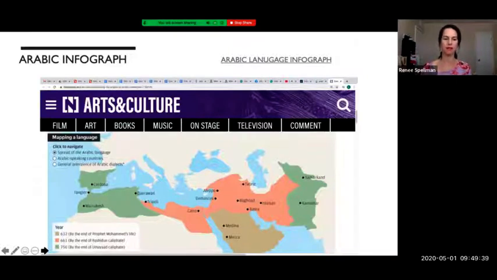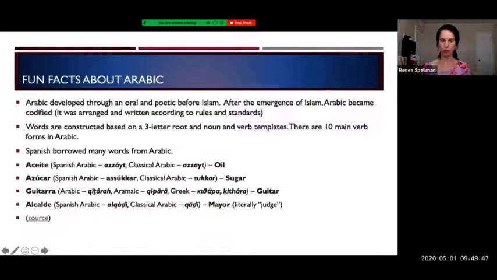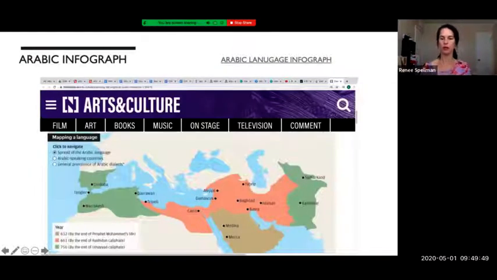And then by 750, by the end of the Umayyad Caliphate, it had spread even further into these regions here that are green, to the east, but also to the west. So it continued all the way until Morocco, and then even went into Spain. So Arabic was used in Spain in Al-Andalus for a period.